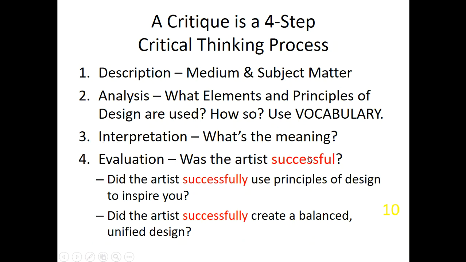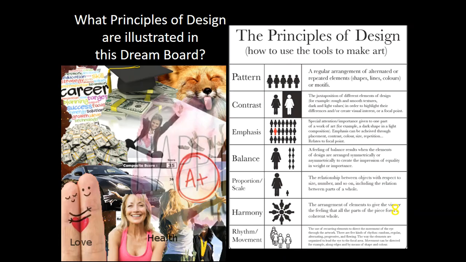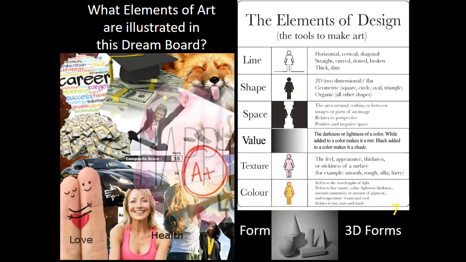Was the artist successful? So you can start this off by saying the artist was successful at using the elements and principles of design to inspire me. I would love to hang this poster on my wall, and I have similar ambitions. The artist successfully created a balanced and unified design. Those are the types of things that you would say in your evaluation. Remember in your critiques to use vocabulary. So remember the slides will be open. You can come back and use vocabulary right from these slides.